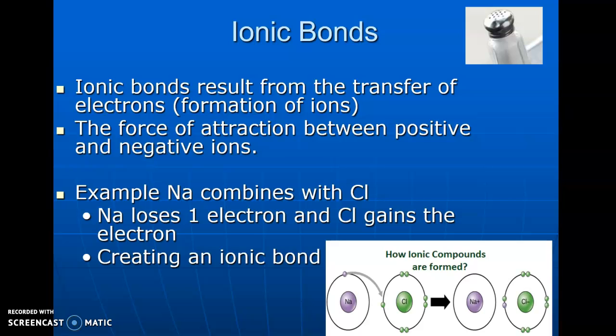Ionic bonds actually result from the transfer of electrons. We spent quite a bit of time already, when we were looking at the periodic table, trying to understand whether an atom is likely to lose electrons or gain electrons in order to become more stable. So we were already looking at ions.